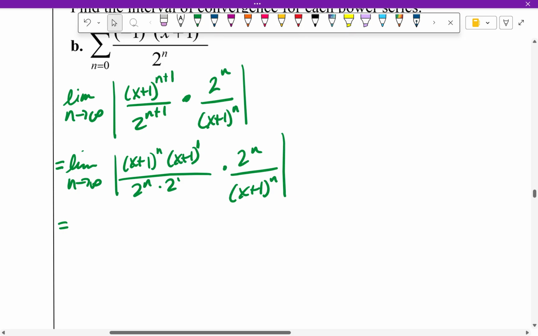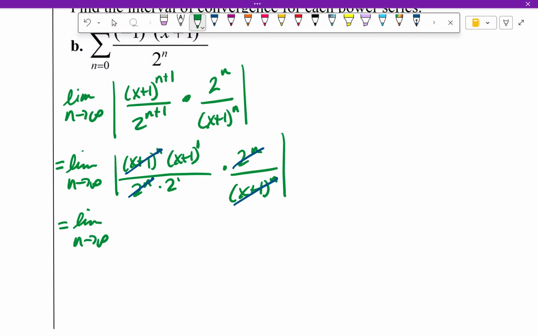Okay, I did my expansion. Do we agree? We good? Do I need to explain it to anybody? All right, I'm going to cross some stuff out. What do I get to cross out? The 2 to the n. Okay, so what I am left with is the limit as n approaches infinity of the absolute value of (x plus 1) over 2. Is there anywhere for me to plug my n into? No. So my limit is what's inside of there, the (x plus 1) over 2, and I'm going to force that to be less than 1.